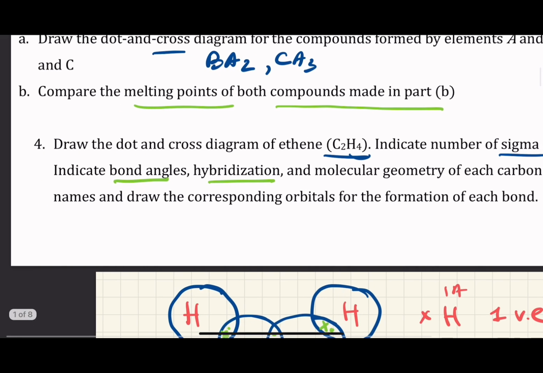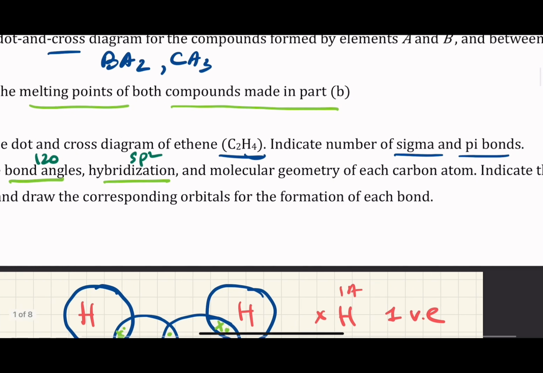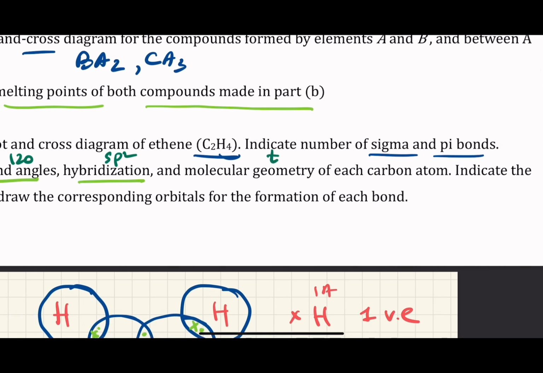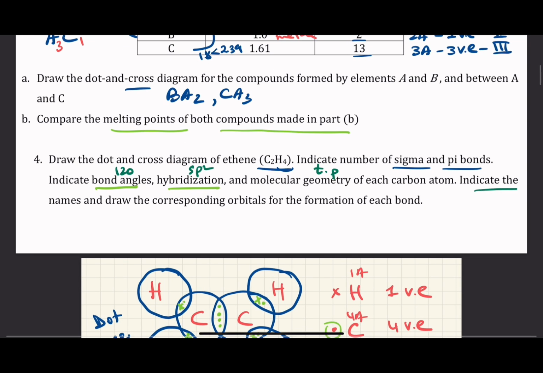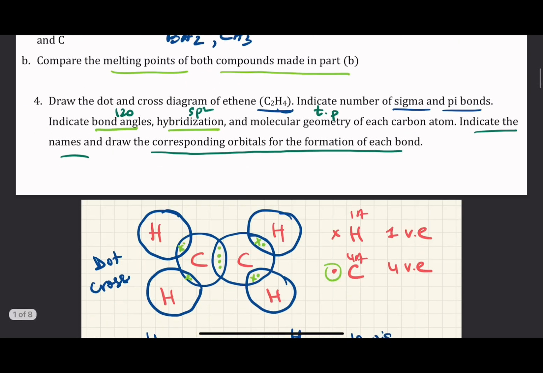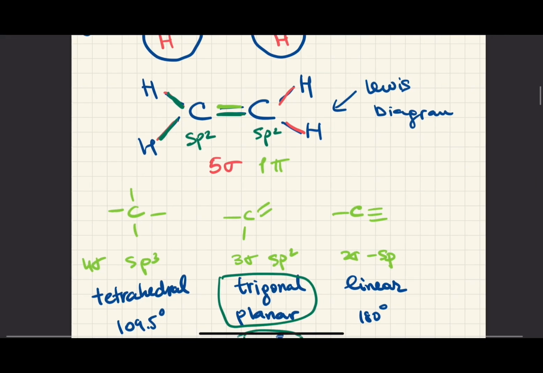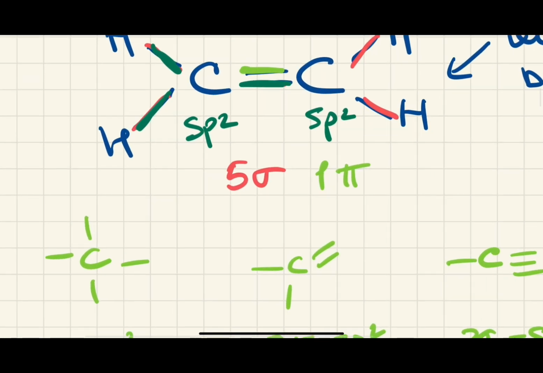So bond angle 120, hybridization sp2, molecular geometry trigonal planar, I told you from the bottom. Indicate the names and draw the corresponding orbitals for the formation of each bond. Now we need to indicate the bonds that are formed in here. As you see here, we have 1 sigma bond in here, right? And then 1 sigma bond.